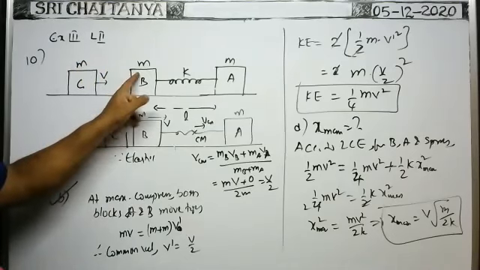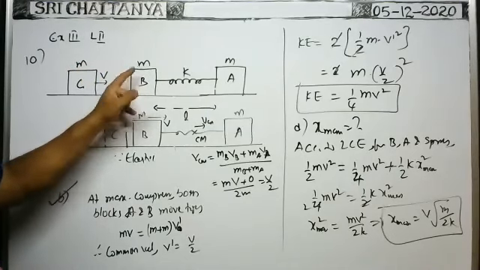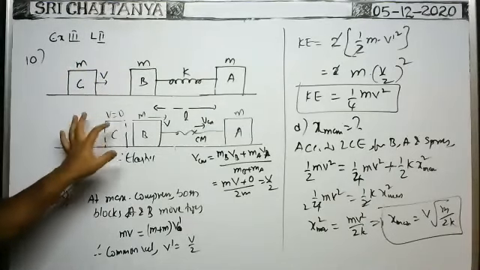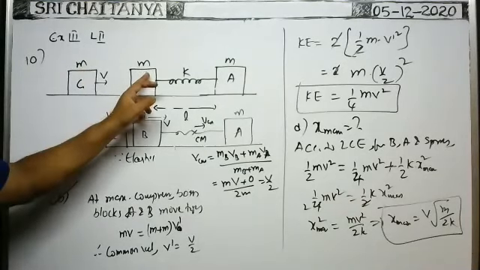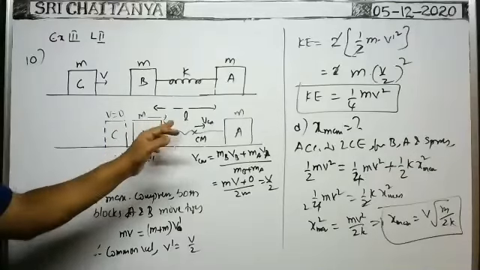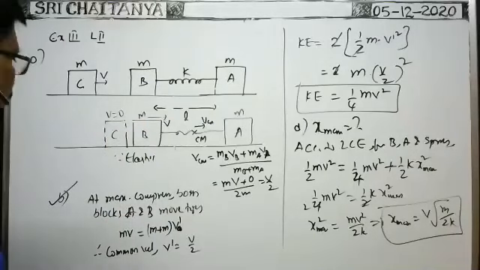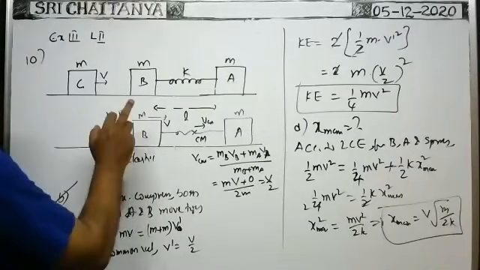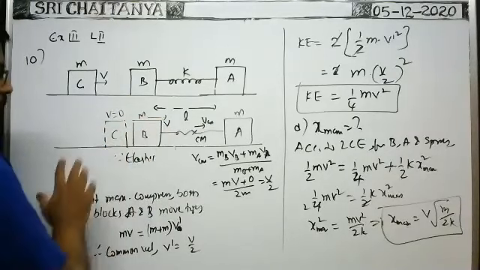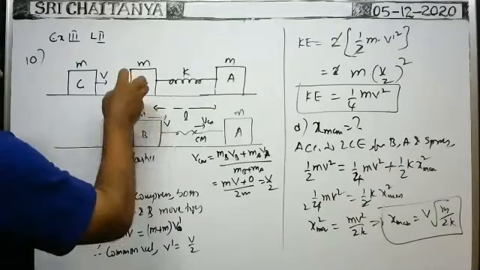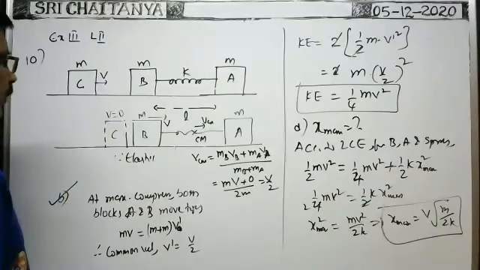Before collision, as the velocity of B is zero since it is at rest, that zero velocity is transferred to C after collision. That's why the velocity of C becomes zero after collision, and its velocity is given to B. So B starts motion with a velocity v.